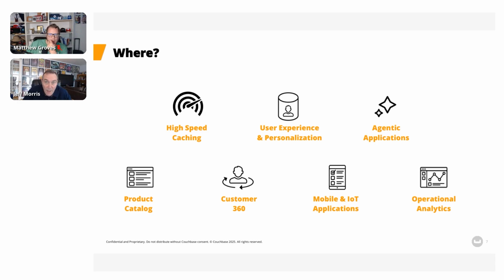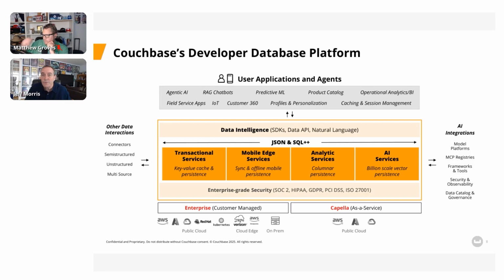But product catalogs, customer 360, those are really common use cases. These mobile applications, field service applications, those are really things that we see ourselves in a lot. And of course, operational analytics. And all of that kind of buckets itself into that master level design of Couchbase's platform. Right, we've got the traditional Couchbase stuff, which is really that transactional services box.